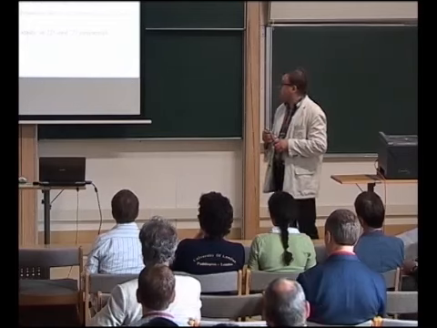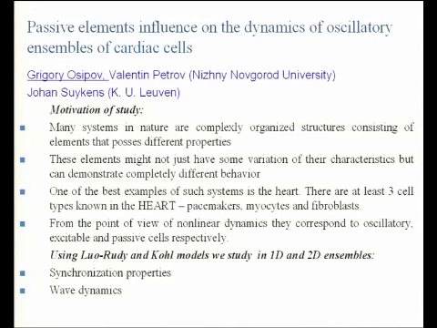For example, one can mention here our heart. There are at least 3 cell types known in the heart, so-called pacemaker cells. We will speak about oscillatory behavior if we study these cells. Myocytes are so-called excitable cells, and fibroblasts are passive cells. Actually, from the point of view of nonlinear dynamics, it's very interesting to find some interaction between all of these cells and to study different phenomena due to this interaction.